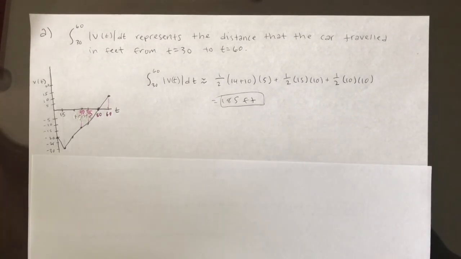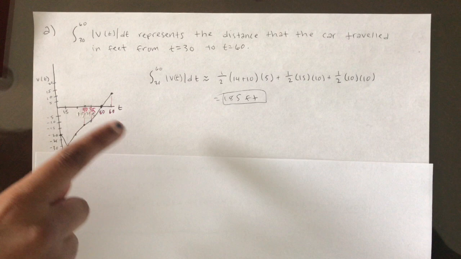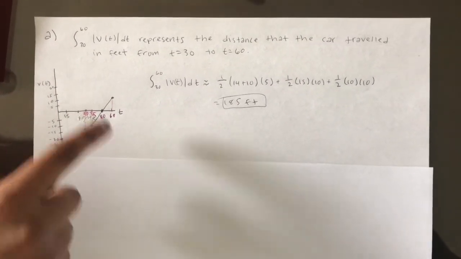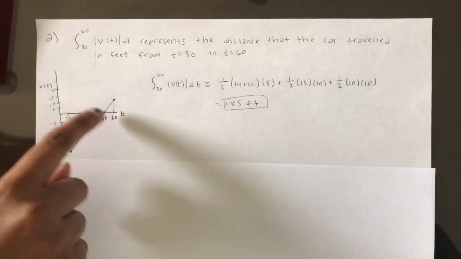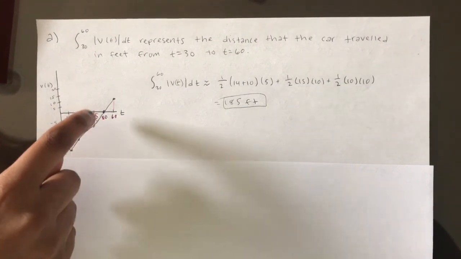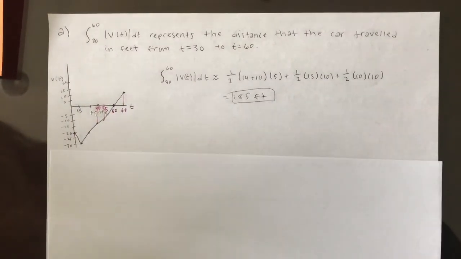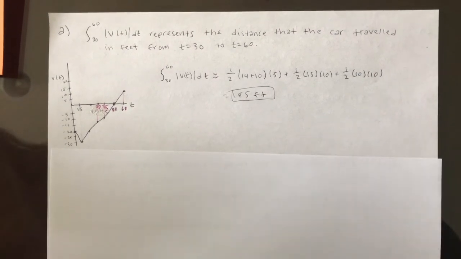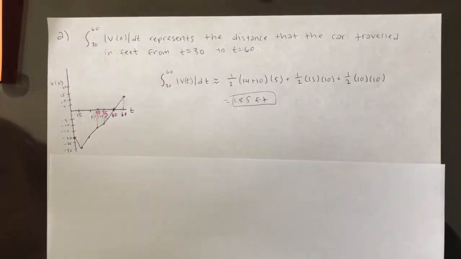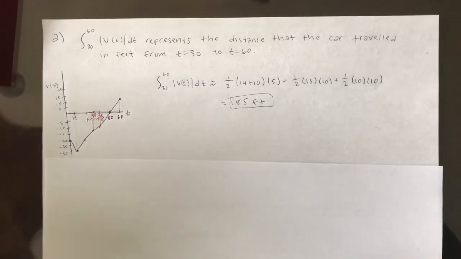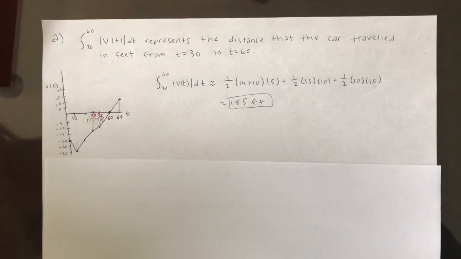To find the trapezoidal approximation, one way that helps is to graph it out. And delta t represents the height and the base is the velocity values. And for these, there are triangles, so you can use the area formula for triangles, and that is shown here. And once you add up all those areas, you get 185 feet.